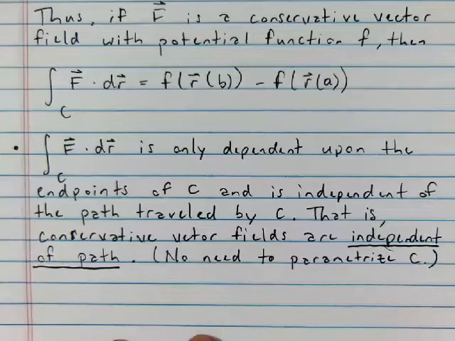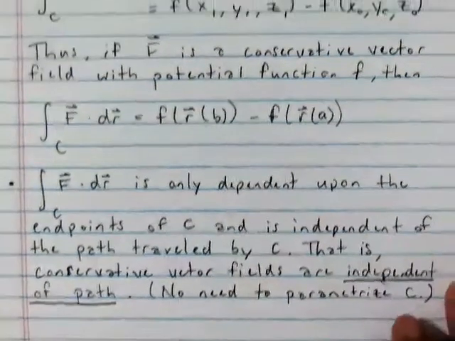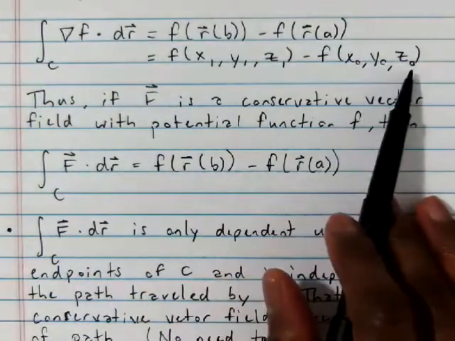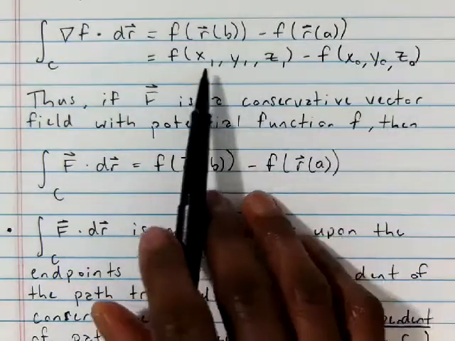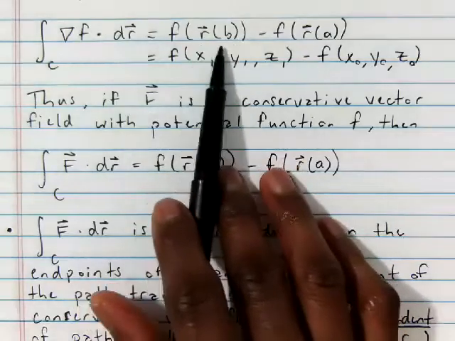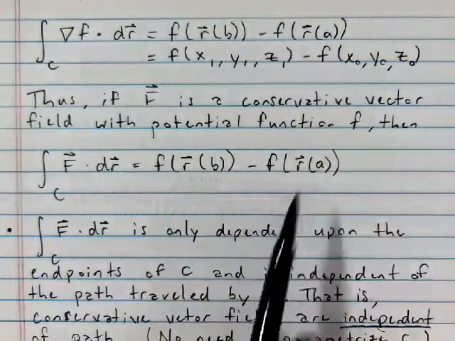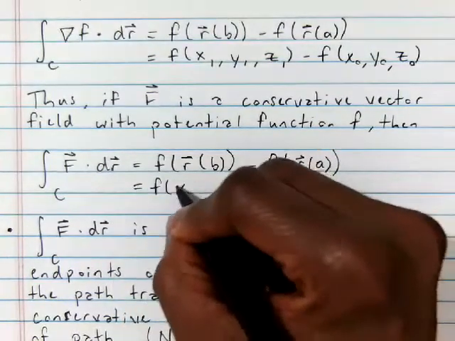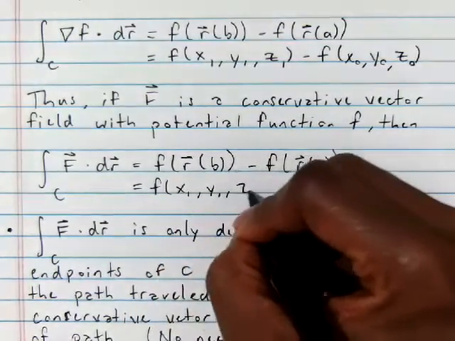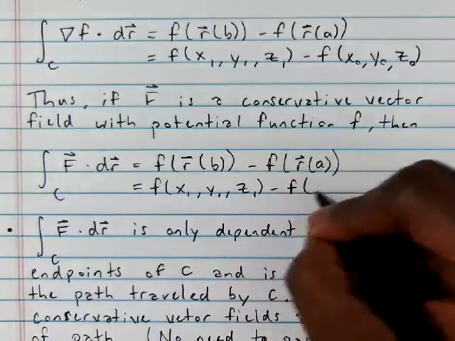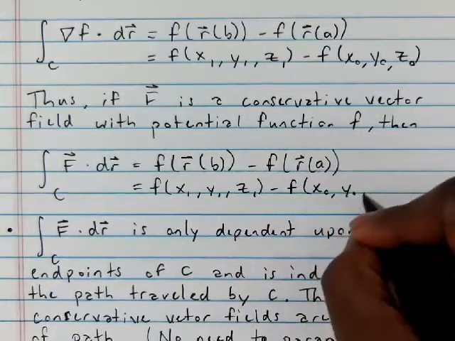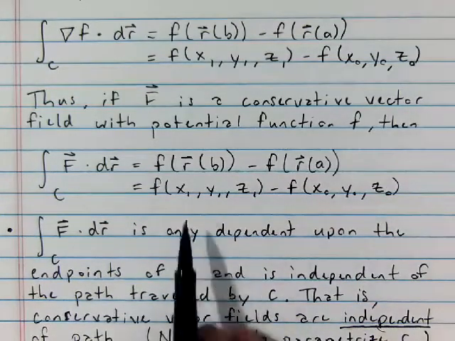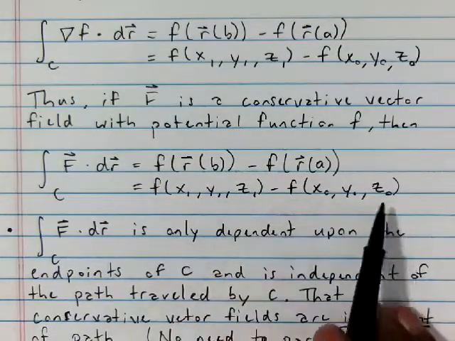And to kind of reiterate that, I'm going to go back, because up here when I wrote f of x1, y1, z1 minus f of x naught, y naught, z naught, you see that there's no parameterization there. Here, we may look at that as the parameterization having been done, same thing here, but it's not necessary. So we can rewrite this as f of x1, comma, y1, comma, z1 minus f of x naught, comma, y naught, comma, z naught. So f evaluated at your endpoint minus f evaluated at your start point.